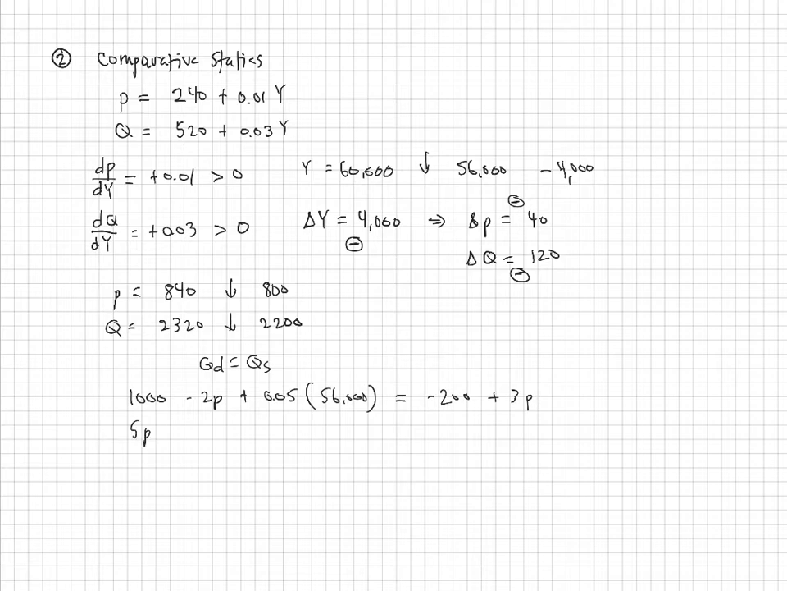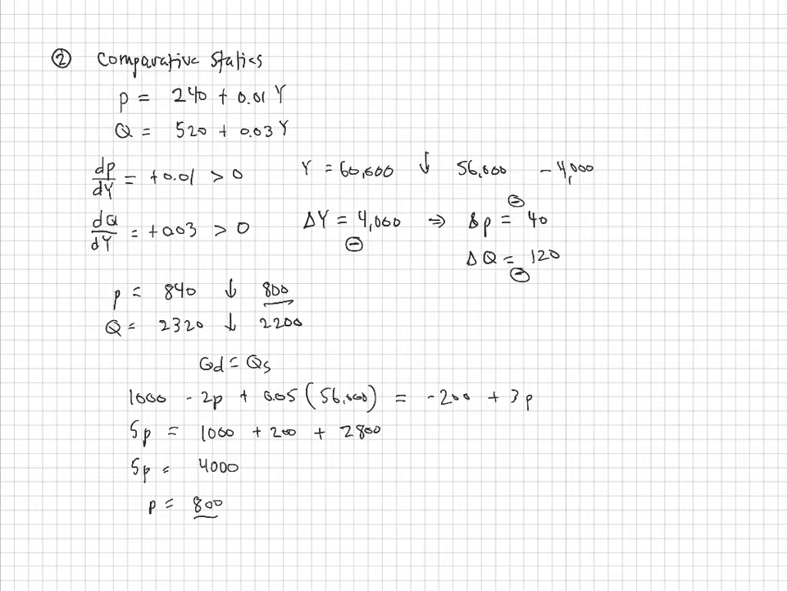Solving this one, we have 5p equals 1,000 plus 200 plus 0.05 times 56,000. Well, it's pretty straightforward, but let me just do that quickly. 56,000 times 0.05 is equal to 2,800. So we have 5p equals 4,000. P equals 4,000 divided by 5, which is 800.